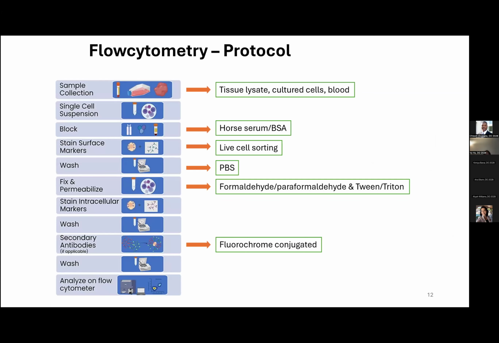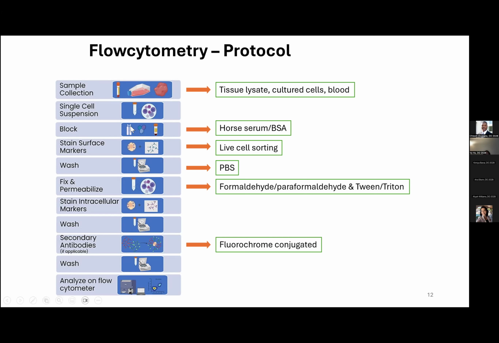And again, this is more or less the same as we mentioned before. This is the protocol, this is the workflow. You need to be very careful, because this is the standard workflow for any flow cytometry based technique. First of all, sample collection, either from tissue or isolation, or from cultured cells or blood. Make it into a single cell suspension. Very easy, just suspend the cells in any physiological buffer.